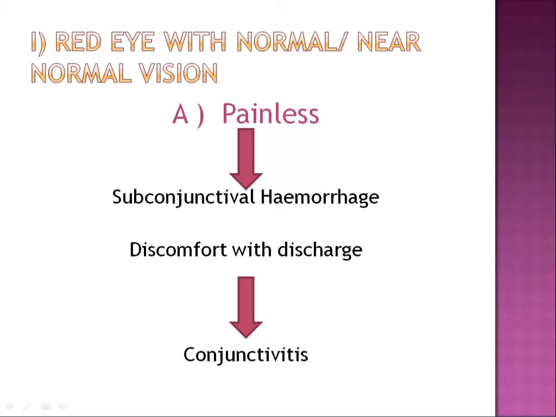First, we'll just classify this a little bit so that it becomes a little easier. First, we are looking at a red eye which has almost normal or near-normal vision. Normal is 6/6, and near normal is 6/9 or maybe 6/12 also.